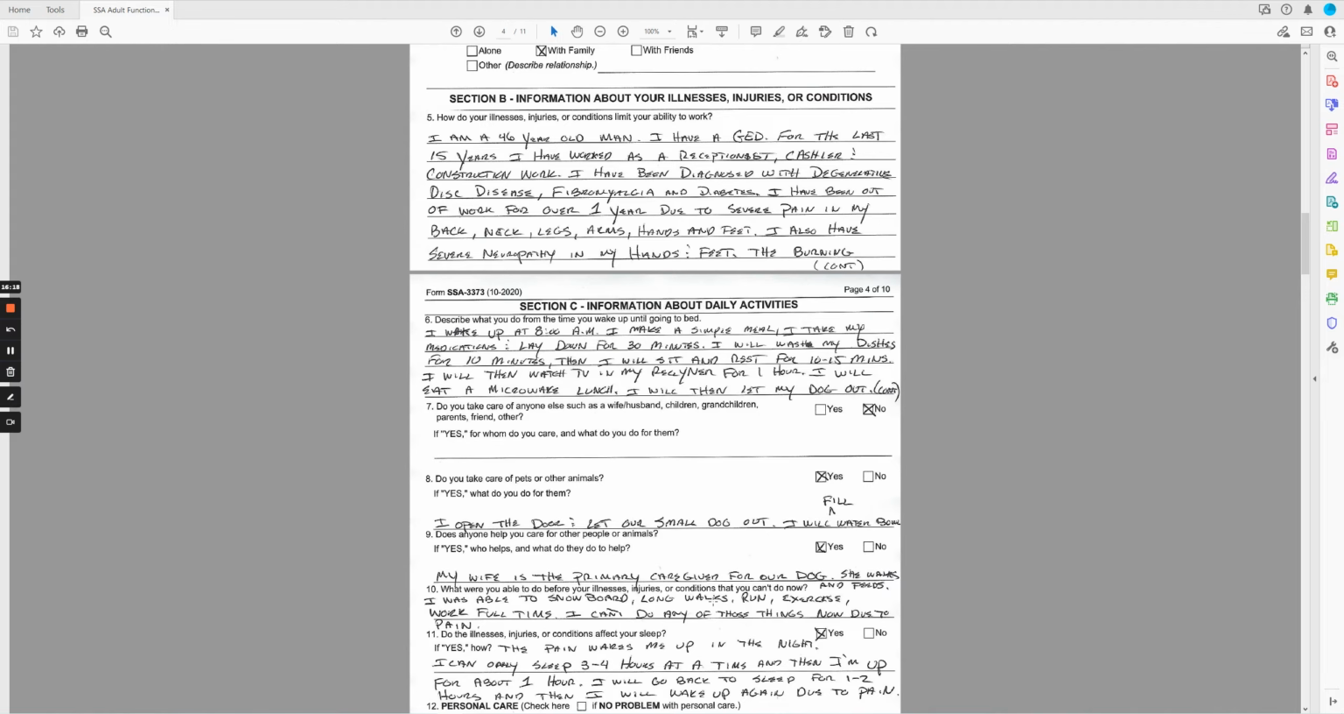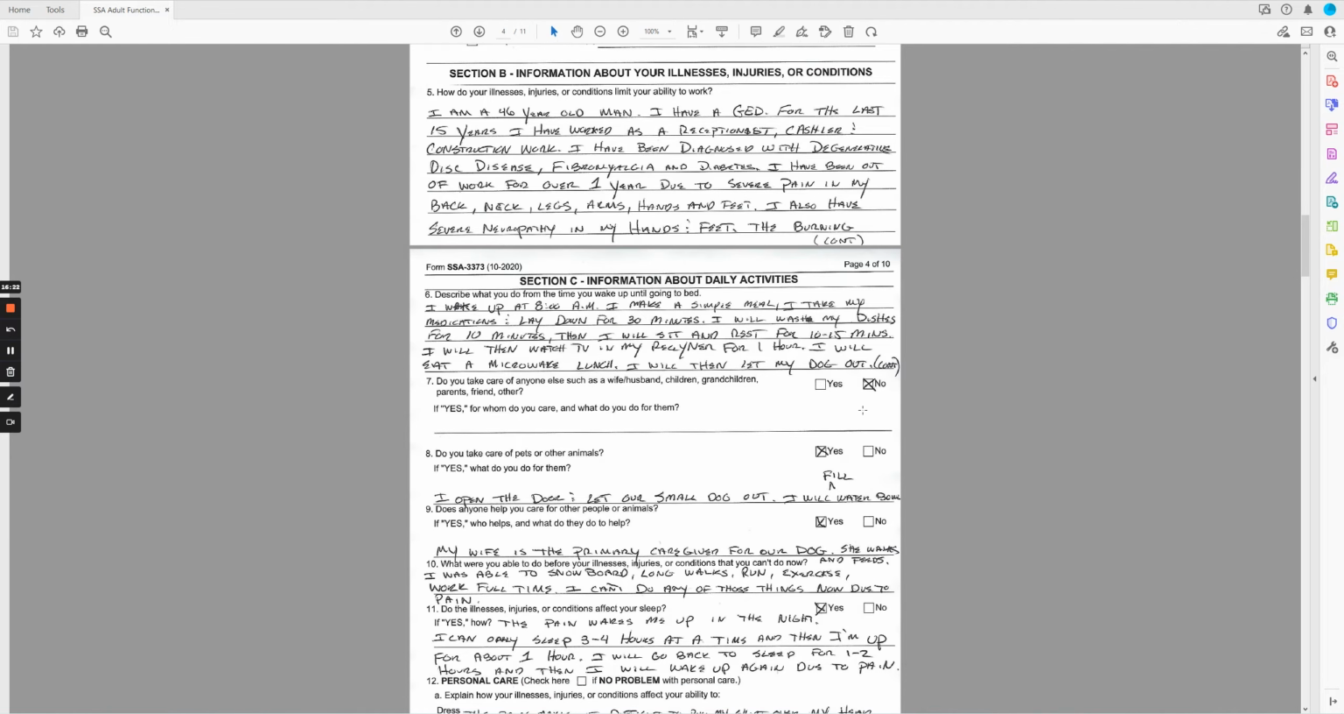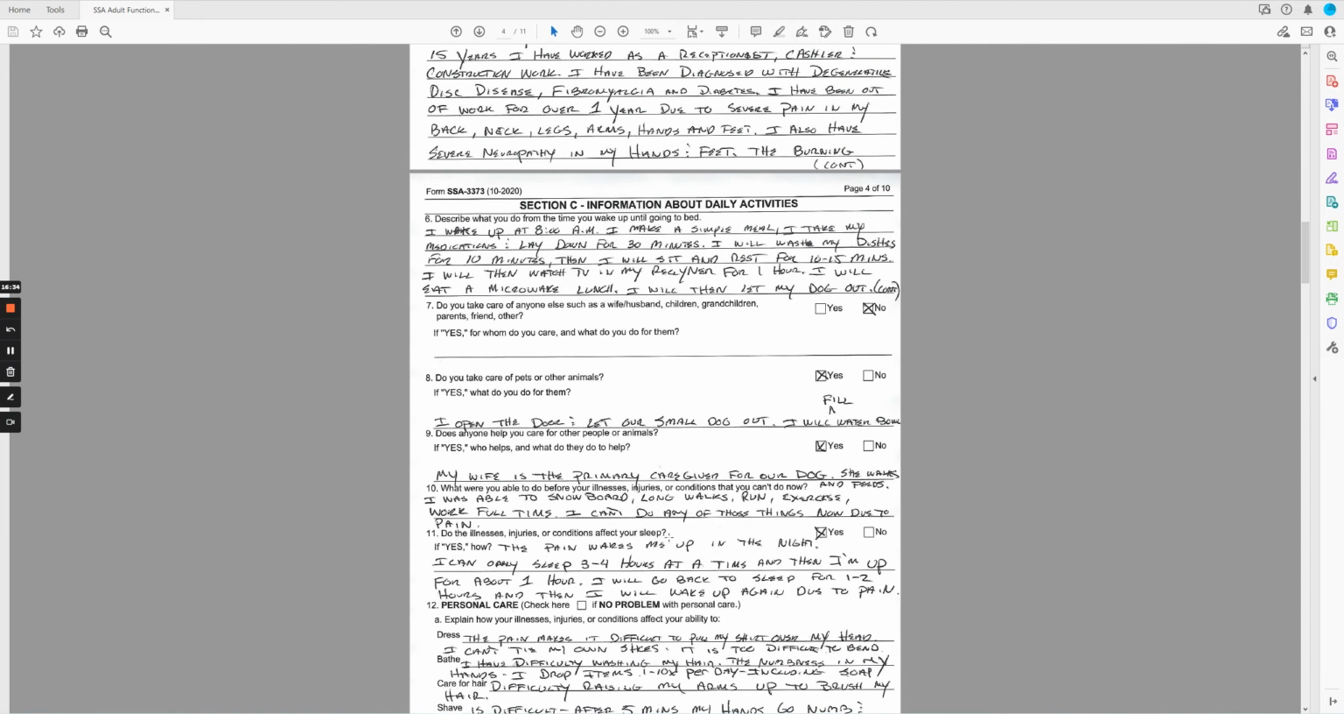And so here they ask for caregiving, specifically wife, husband, children, grandchildren, because there's a job out there called caregiver, okay? In-home caregiver, certified nursing assistant, caregiving at a facility, or even a job called nanny or babysitting. And so remember, we got to prove you can't do those jobs. Do you take care of pets or animals? Very similar. Are you living your life consistent with all the reasons you say you can't work?